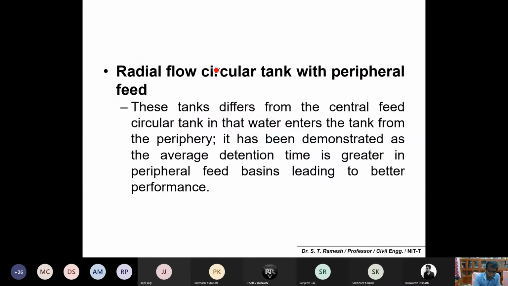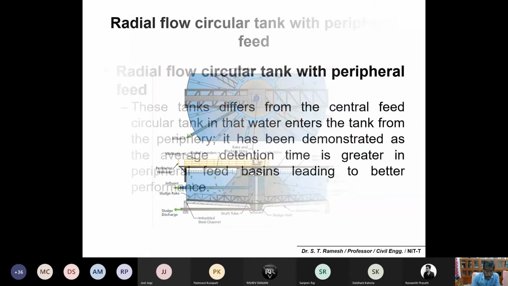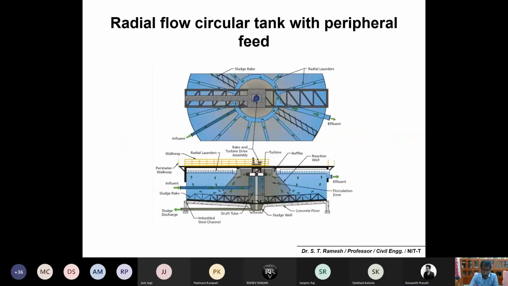Another type is radial flow with the peripheral feed. This tank differs from the central feed tank in that the water enters the tank from the periphery. That's the only difference; all the others are the same. In the central feed tank, water enters from the center, whereas here water enters from the periphery.